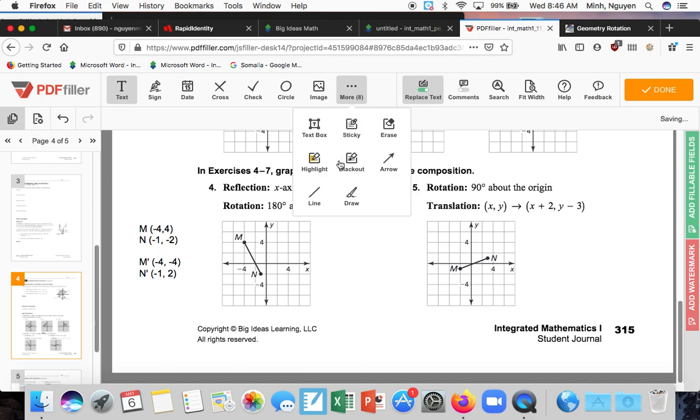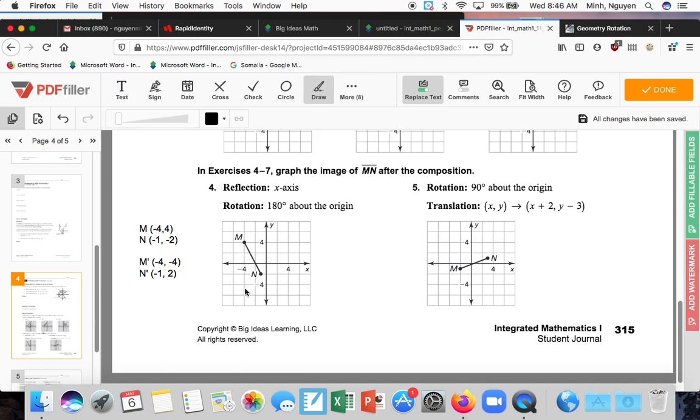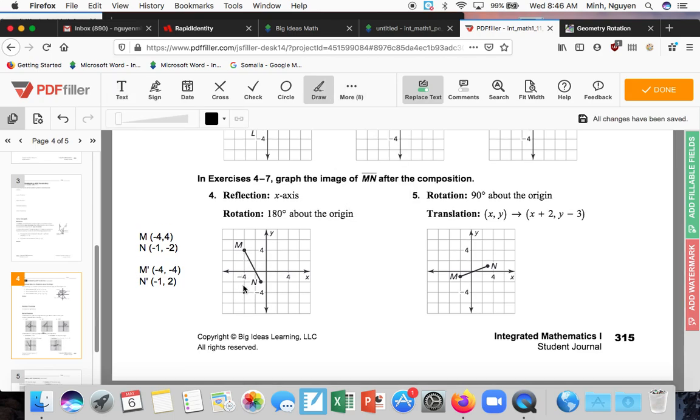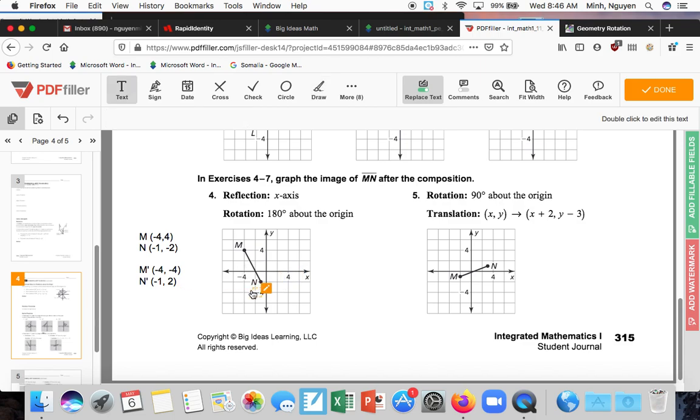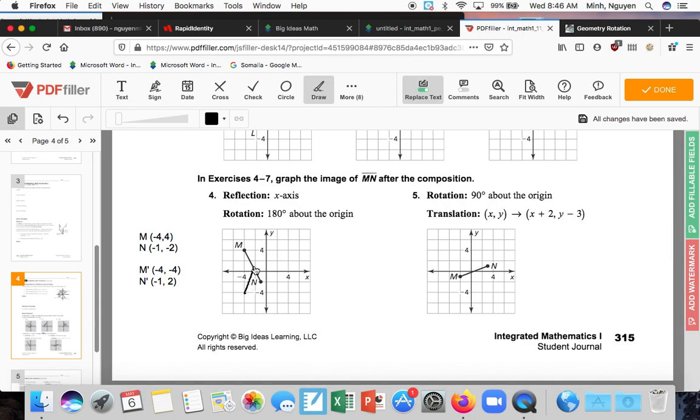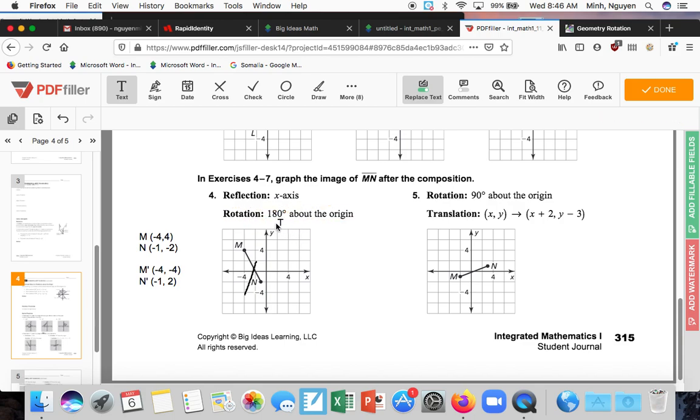So where can I draw this? M is going to be at negative 4, negative 4. Oops. Well, I just wanted a dot. Why don't you let me draw a dot? Negative 4, negative 4. And then negative 1, positive 2. So let's connect them. So this is after our first transformation, the reflection about the x-axis. Then we're going to take these and rotate them 180 degrees about the origin.